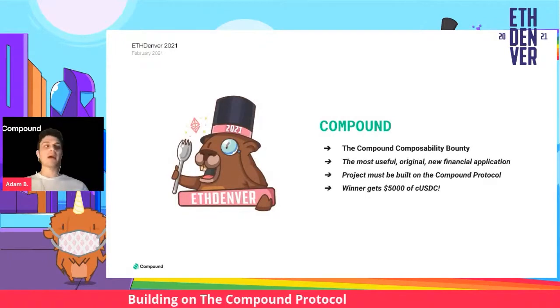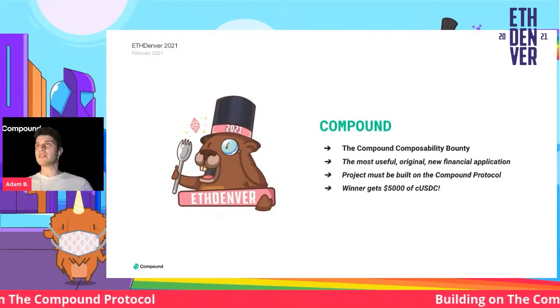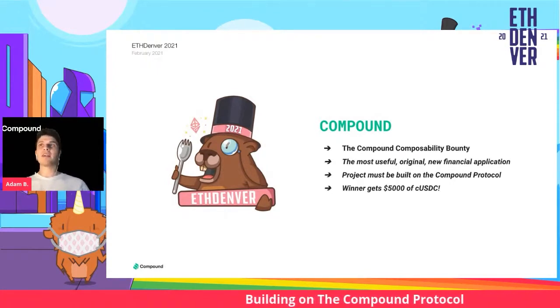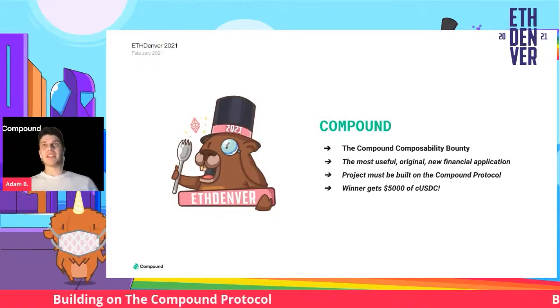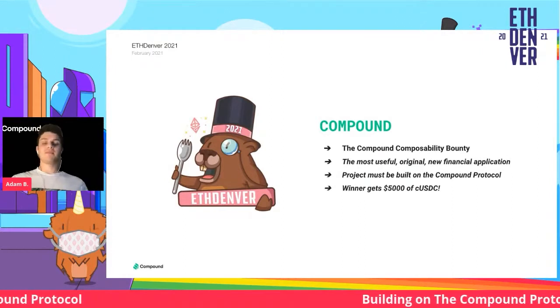So I'll tell you about the Compound bounty. We're calling it the Compound Composability bounty. It is for the most useful new original financial application that is built on top of the Compound protocol. That is the one requirement. It must be built on Compound in order to be eligible for that $5,000 of CUSDC prize.